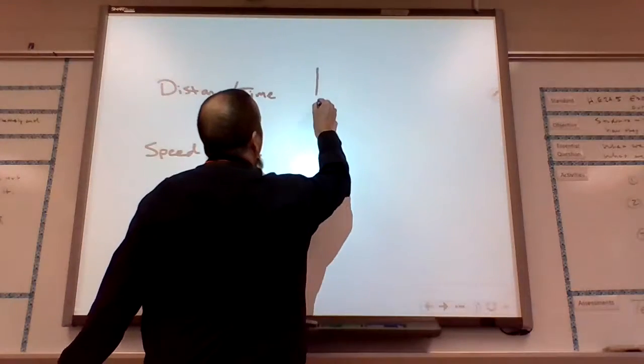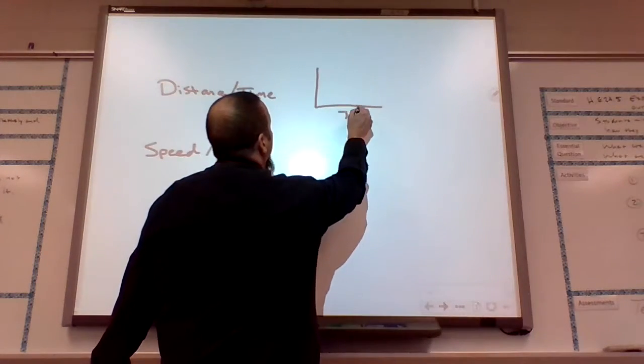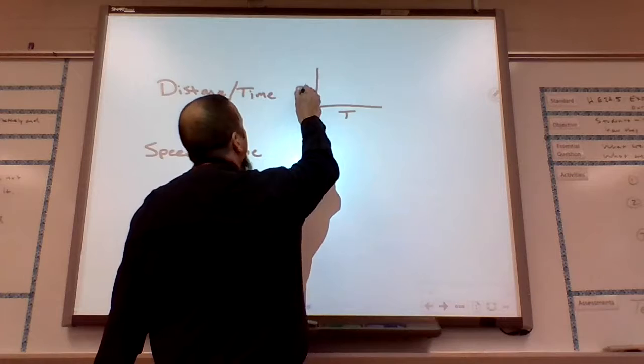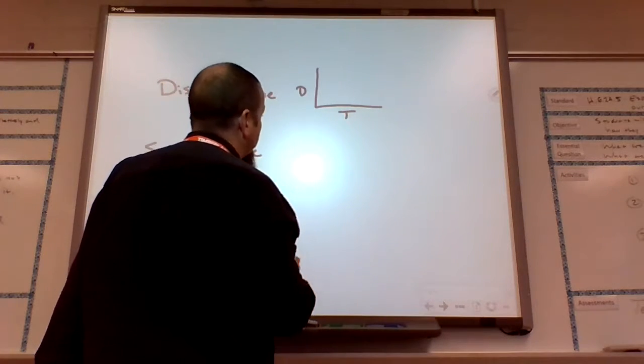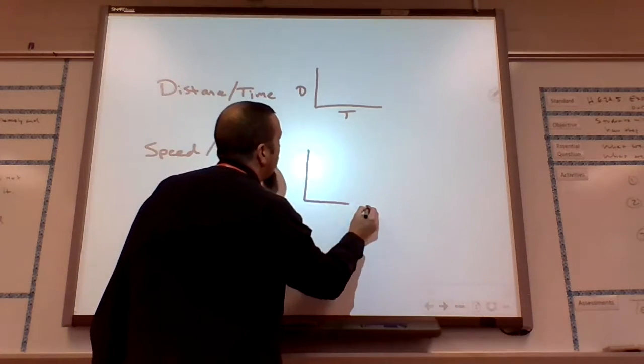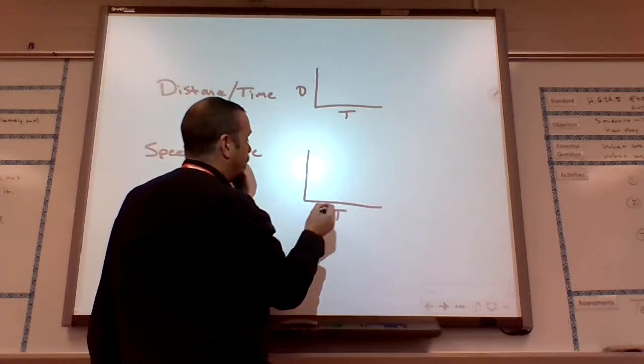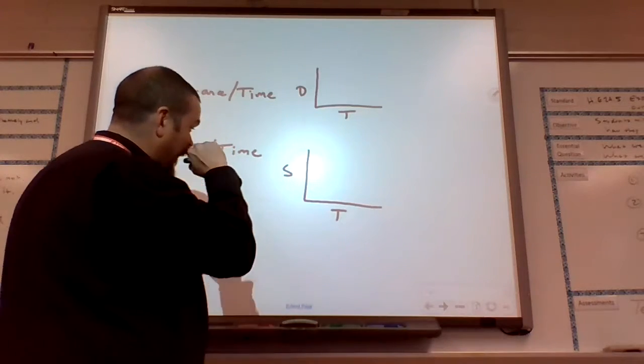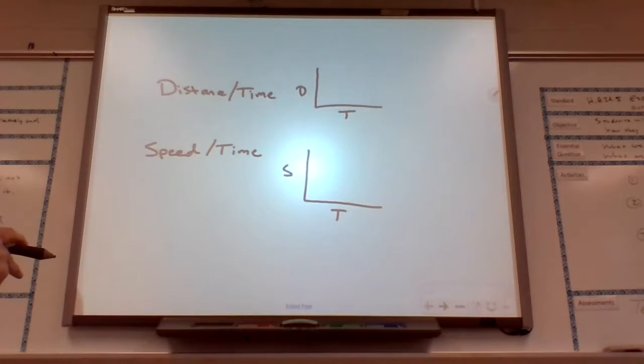So we get time on the x, distance on the y for this distance time, and again, time on the x in both cases, and speed on the y for the speed time graphs.